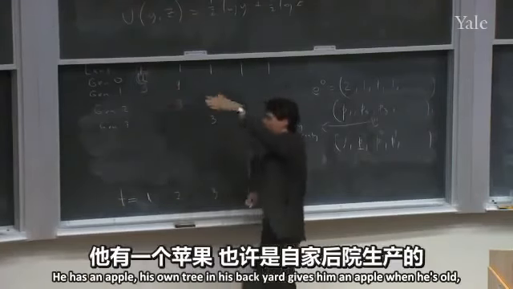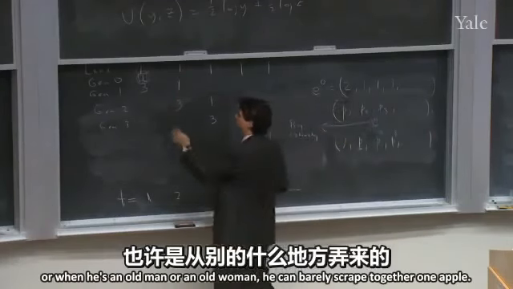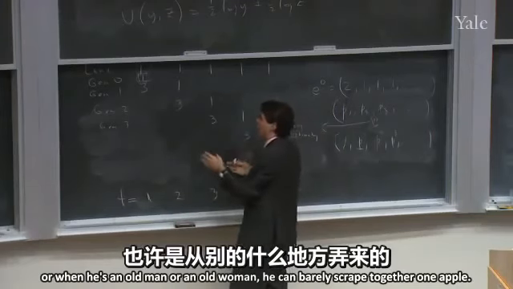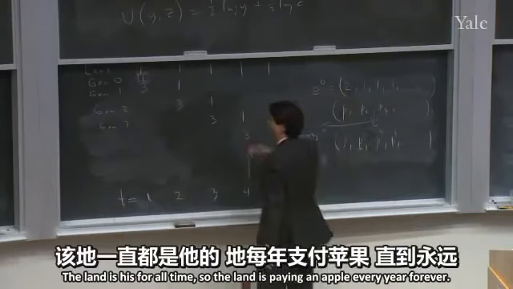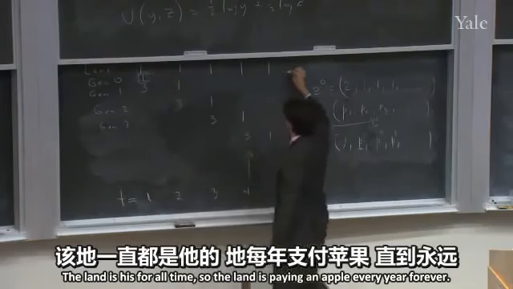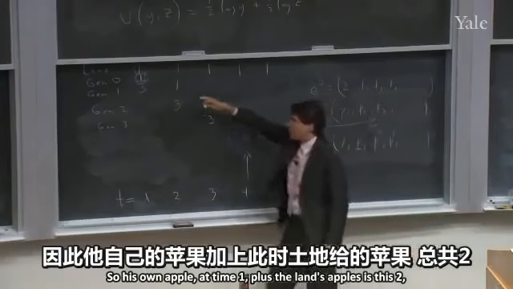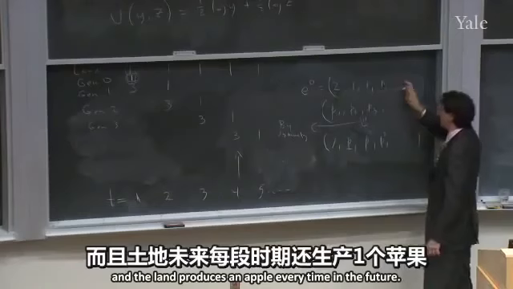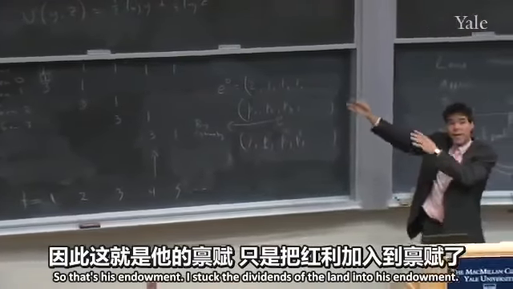He has an apple, his own tree in his backyard gives him an apple when he's old, okay? Or when he's an old man or an old woman, he can barely scrape together one apple. Now, he also has the land. The land is his for all time. So the land is paying an apple every year forever. So his own apple at time 1 plus the land's apple is this 2, and the land produces an apple every time in the future. So that's his endowment. I stuck the dividends of the land into his endowment.